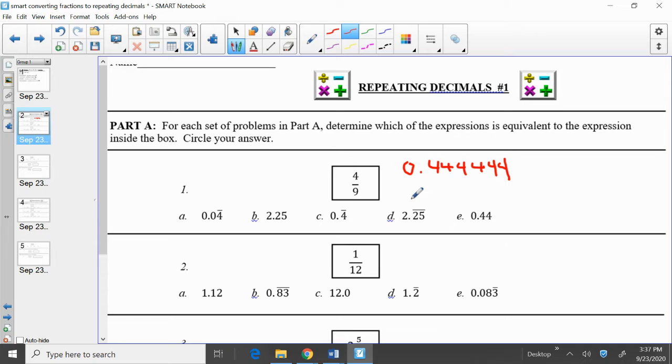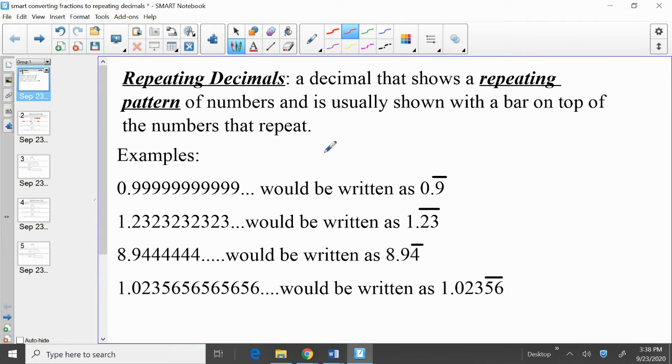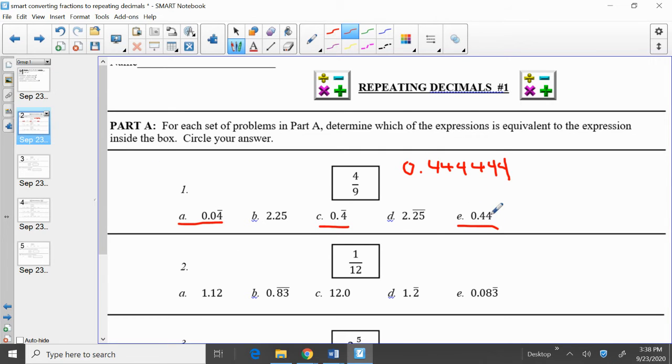So I want to look for the answer that looks like that, 0.444444. So I see 3 answers that could be it. It could be this one, maybe. Could be this one, maybe. Or it could be this one, maybe. Now, I know that the 4 repeats. And I know I also said on this screen that the repeating pattern is shown with a line over the repeating number. So if I look here, even though there's 4 and 4, I don't see any line that would indicate there's a repeating decimal. So I'm going to eliminate this choice because that can't be it.